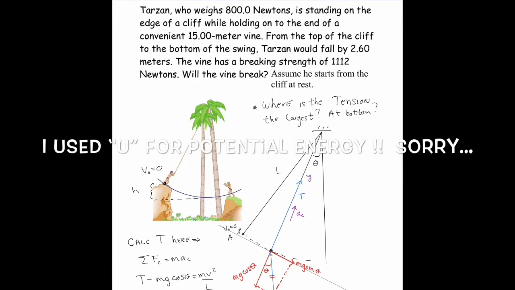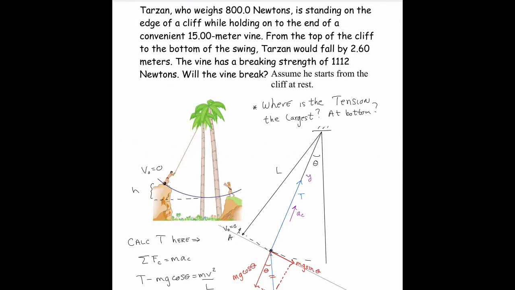Here I have Tarzan. They give me the weight of Tarzan standing on the cliff, holding a vine, and they give me the height that he falls through, and I want to know, will the vine break? They tell me the vine will break at that tension. And then I had to add that, assume that he starts from rest here at the cliff and swings down to here. So we have to figure out where the tension is going to be the biggest to figure out whether or not the vine is going to break.